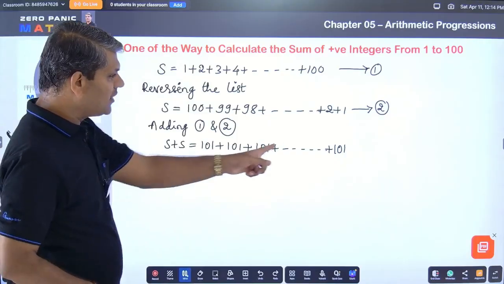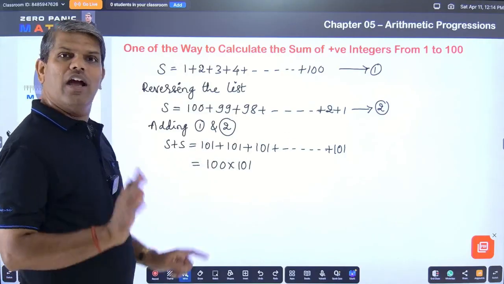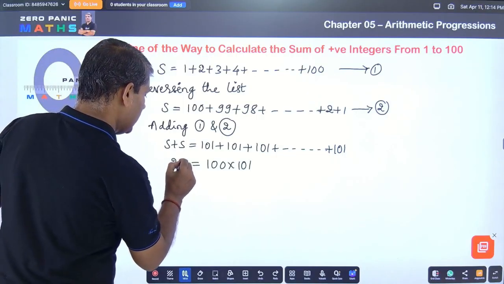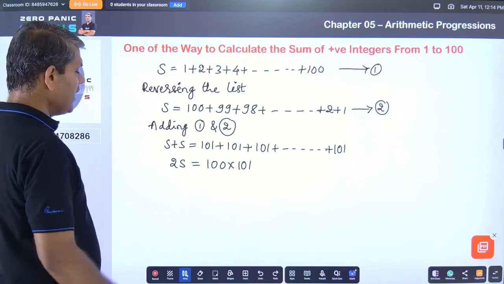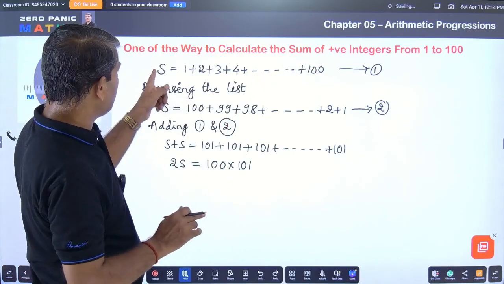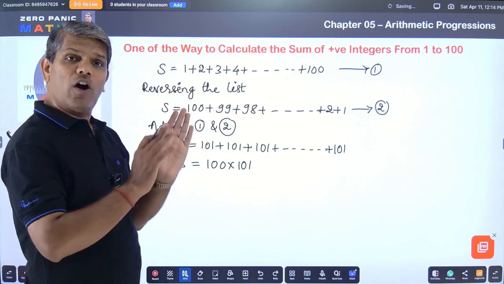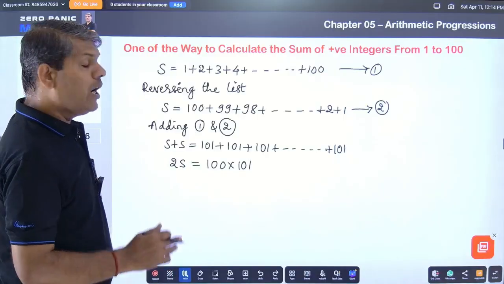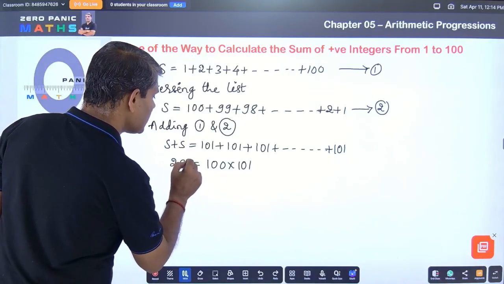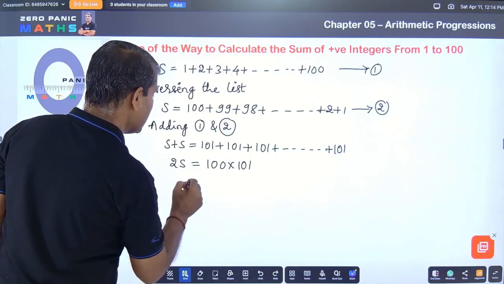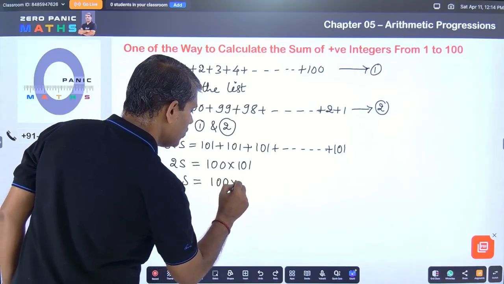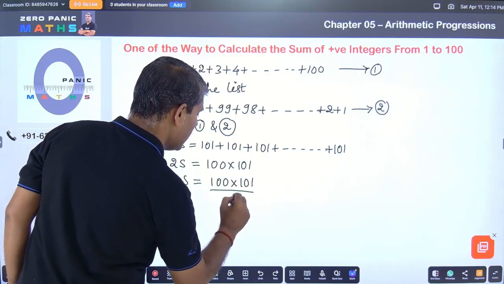Okay, so this sum is actually 100 times 101. That is the reason it will become 2S. S is actually the sum of 1 to 100. What we considered is the sum of all the positive integers from 1 to 100. It is 2S equal to 100 into 101. So what is S? S is equal to 100 into 101 divided by 2.